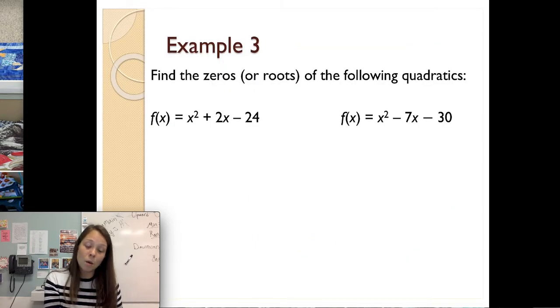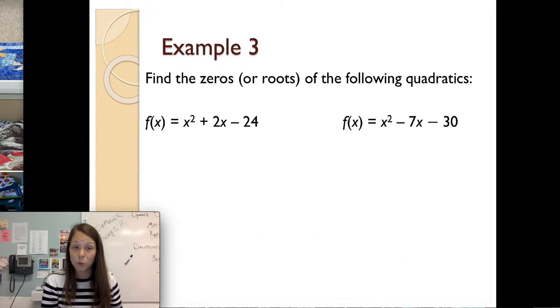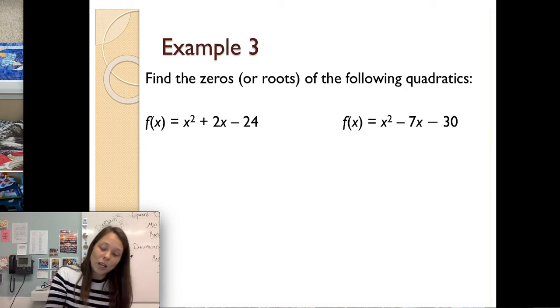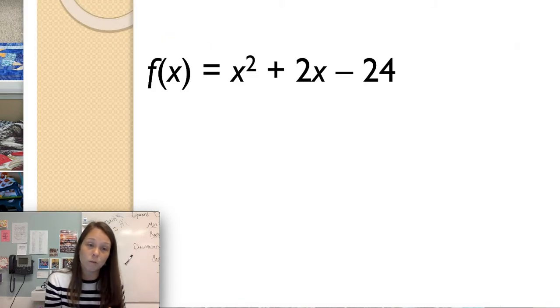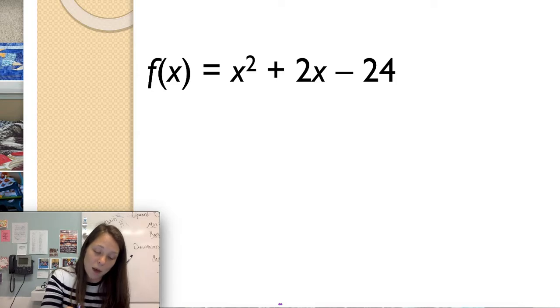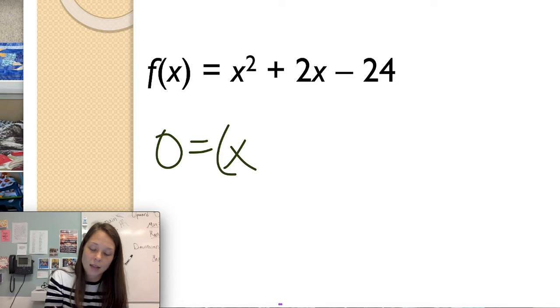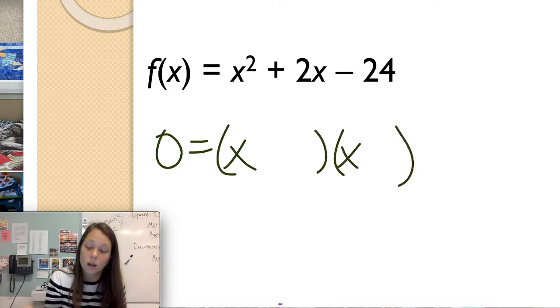Example 3, I want you to take a moment and try example 3 on your own and then press play when you're ready to see the answer. Okay, so taking a look at example 3, we have x squared plus 2x minus 24. This one's a little nicer than example 2 because my value of a is 1. So I know right off the bat when I'm starting my factored form, I'm going to get 0 equals, and x is going to start me off in each of those quantities.